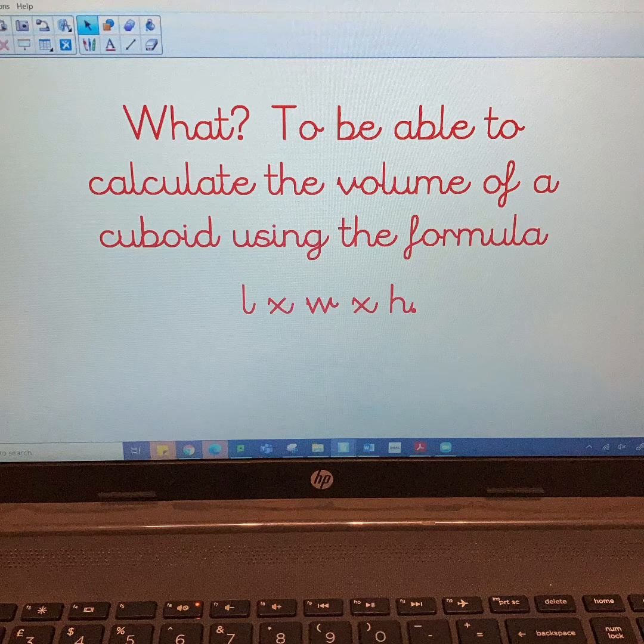So today is carrying on from yesterday's lesson. I think we will find this nice and easy. We are calculating the volume of a cuboid using the formula we started to look at yesterday, which is length times width times height, or L times W times H. Right, let's get started.